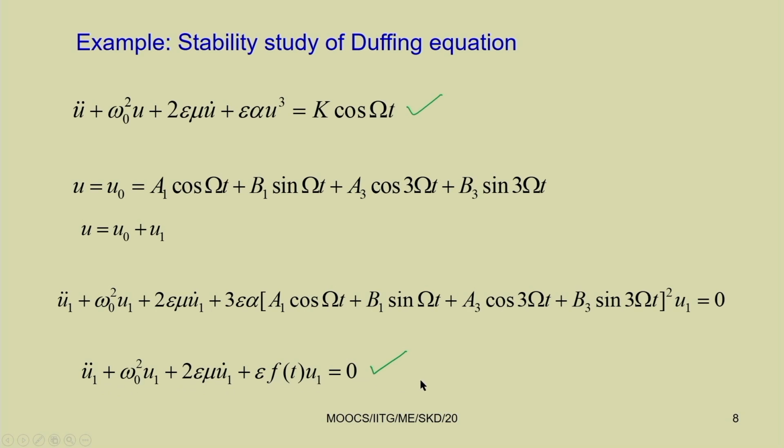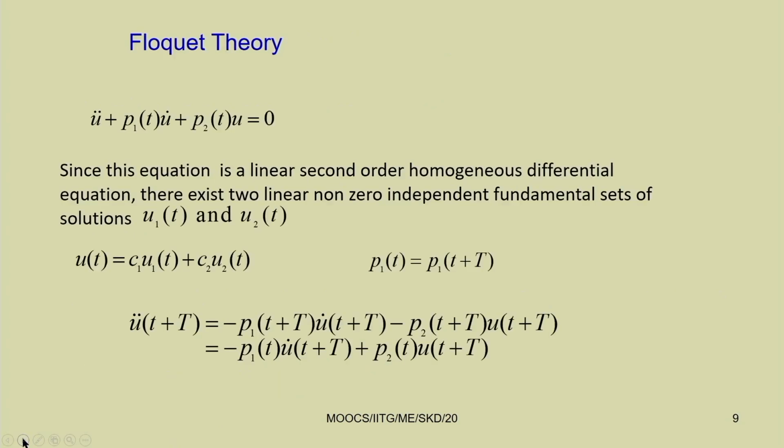In this parametrically excited system, you have seen that the coefficient of the response, here the response is u1, is a parameter which is periodic in nature. So this f(t) is a periodic function. If the coefficient of u, that is the response, is a periodic function, then we call this type of equation the equation for a parametrically excited system. Last class we saw how to apply Floquet theory.